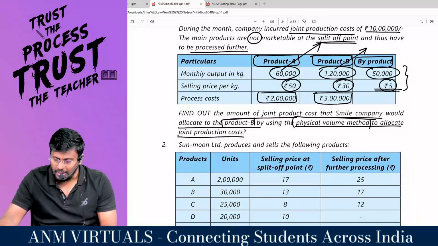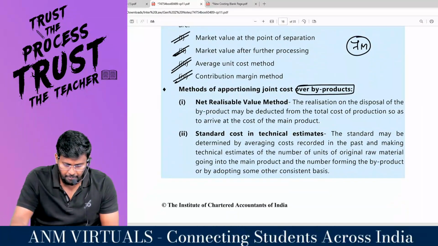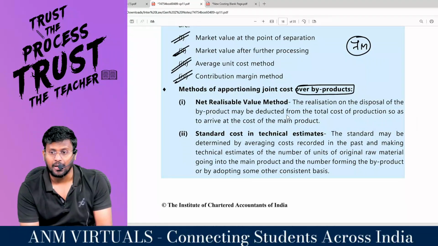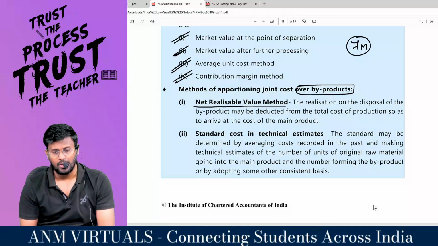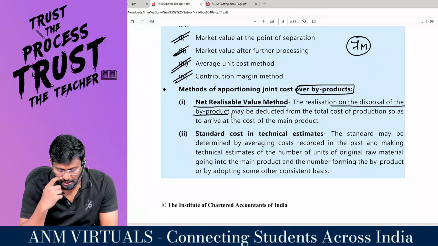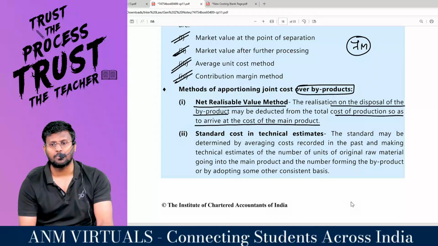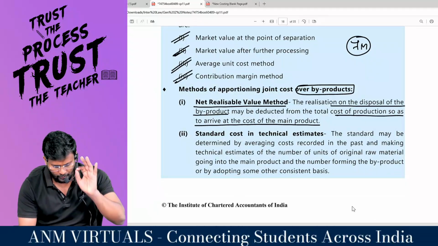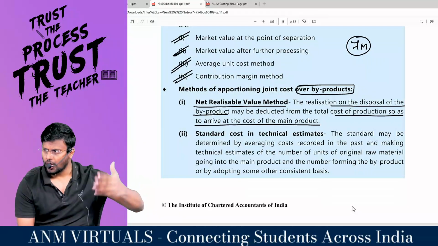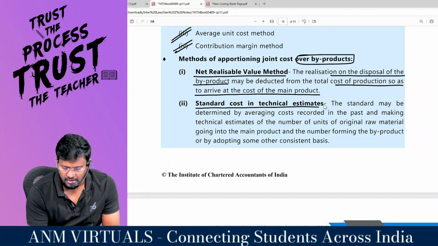So this is the accounting treatment for the byproduct that I will show you here. Look at here man. Methods of apportioning join cost over byproduct. NRV method. First method is what? The realization on the disposal of the sani may be deducted from the total cost of production so as to arrive at the cost of the main product. Comfortable? So which is nothing but NRV of the byproduct should be reduced from the join cost and balance has to be apportioned to the main product. Standard cost estimate?